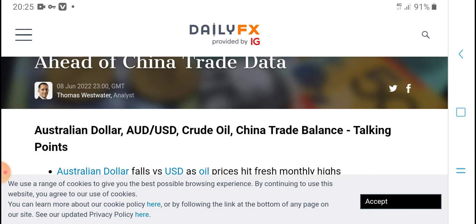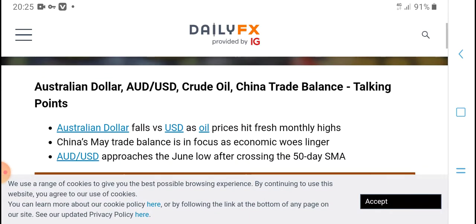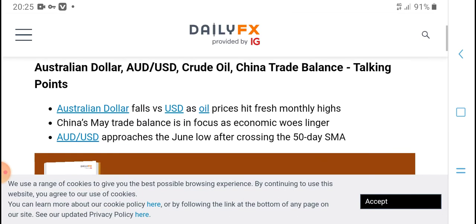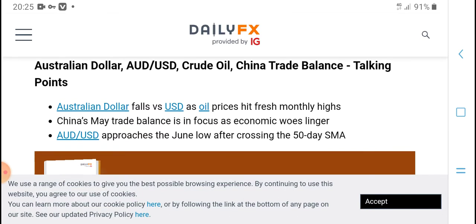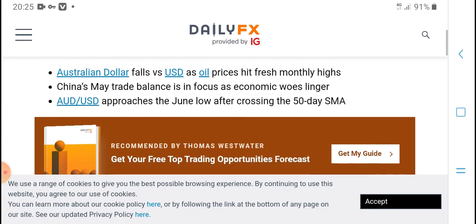Australian dollar, AUD/USD, crude oil, China trade balance. Tracking point: the Australian dollar fills in as USD rises, oil price hit a fresh monthly high, and China's trade balance data is forecast to be larger.